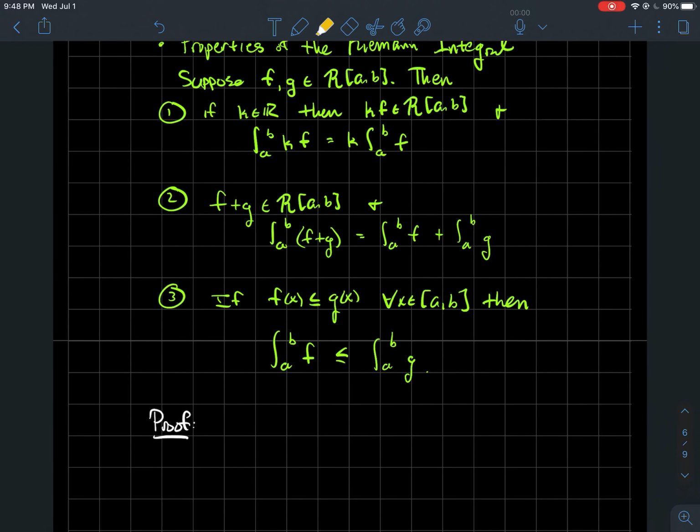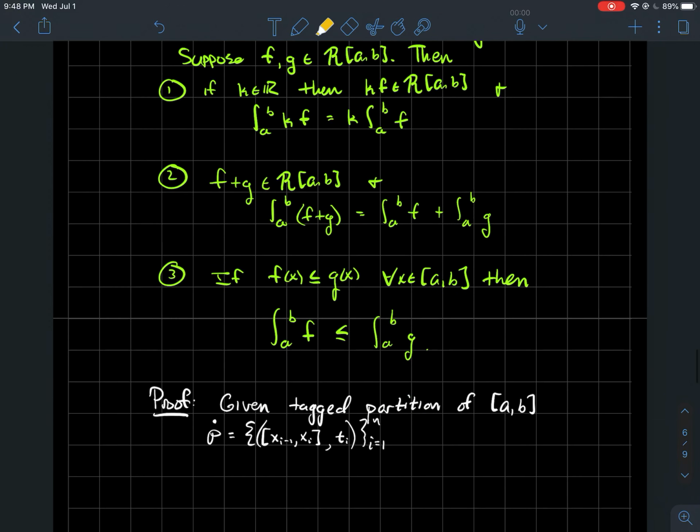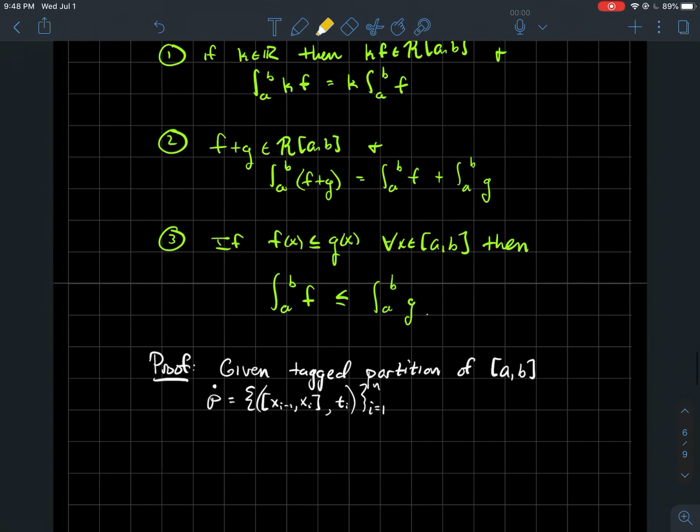It would be good experience and practice using the epsilon definition of what it means for a function to be Riemann integrable. The first thing we want to talk about, though, is given a tagged partition of [a, b], which we'll denote by P dot here. Remember, that's a collection of subintervals of [a, b] where they don't overlap except maybe at the endpoints, just one after the other. Then I pick a tag t_i in each subinterval, and I'm saying I've got n of them, so there are n subintervals in this partition.